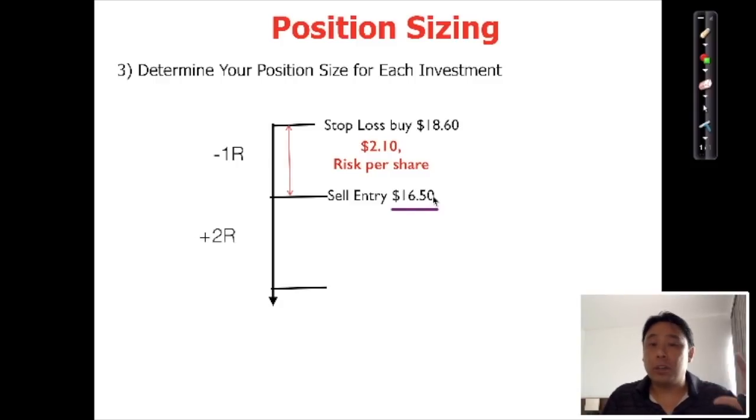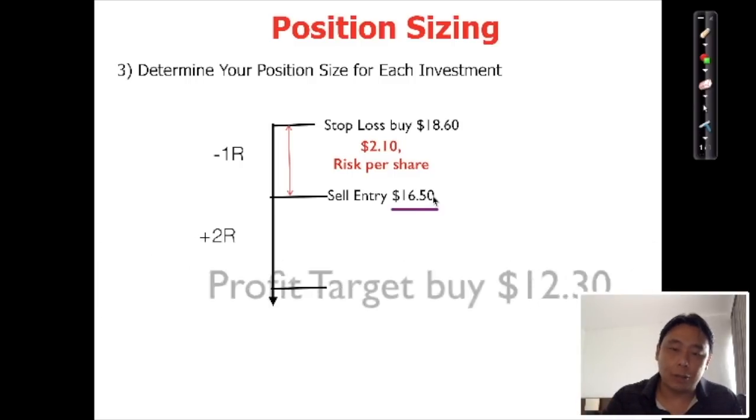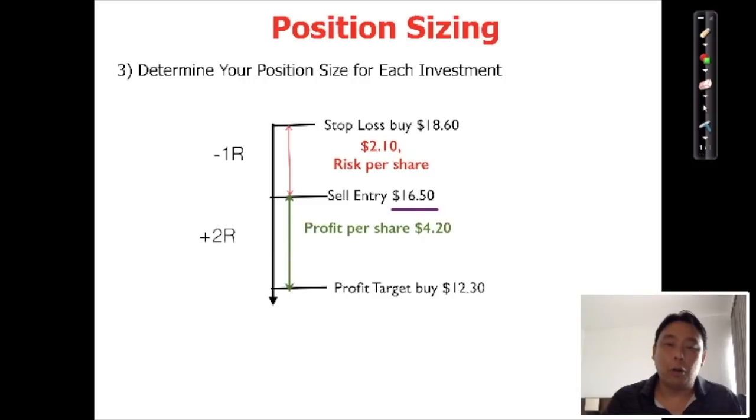So if I'm risking $2.10, I have to make at least double that to make it worth my while, right? So my profit target has to be $4.20 below my entry price. So that gives me a profit target of $12.30. That's how I set up the trade.